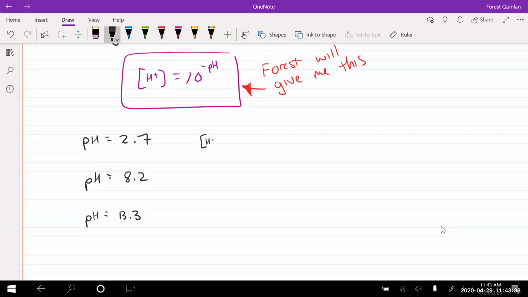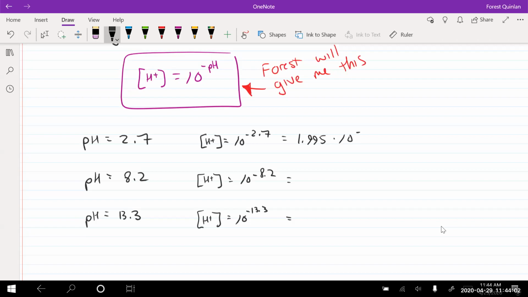The concentration of H plus is equal to 10 to the negative 2.7, or it is 10 to the negative 8.2, or it is 10 to the negative 13.3. If you do these, you should get 1.995 times 10 to the negative 3. You should get 6.31 times 10 to the negative 9, and 5.01 times 10 to the negative 14.